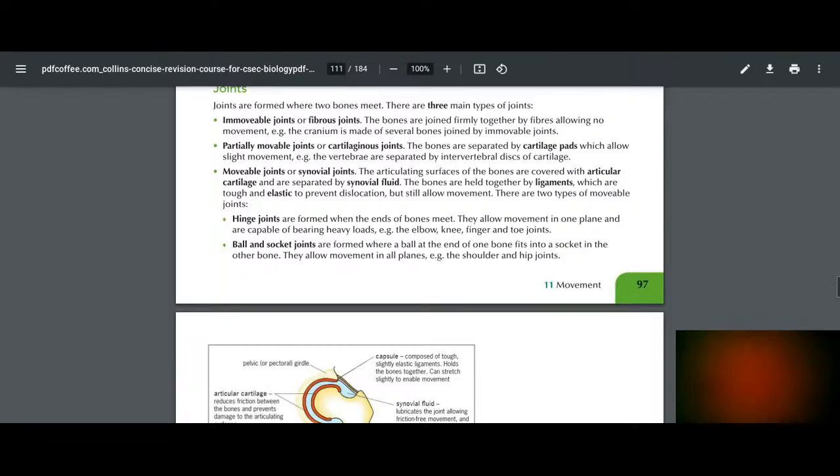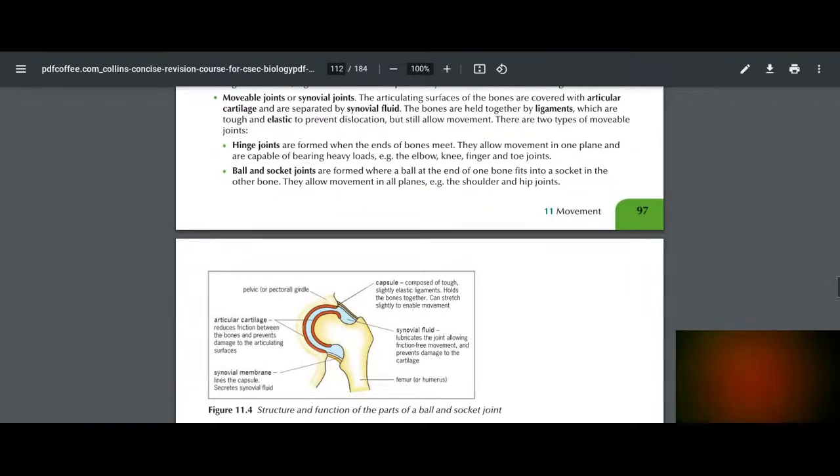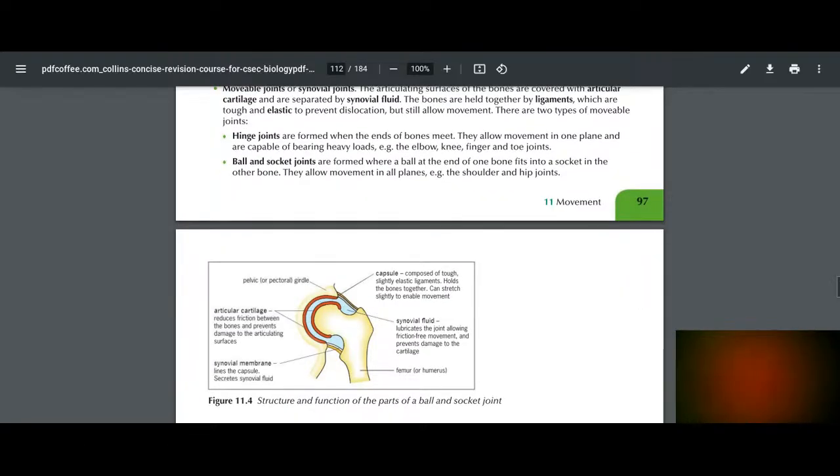So hinge joints are formed when the ends of bones meet. They allow movement in only one plane, while ball and socket joints are formed where a ball at the end of one bone fits into a socket in the other bone. They allow movement in all planes. Examples of hinge joints are the knee, the elbow, the finger and the toe joint. Examples of ball and socket are the shoulder and the hip. Hence why females can move their hips round and round.